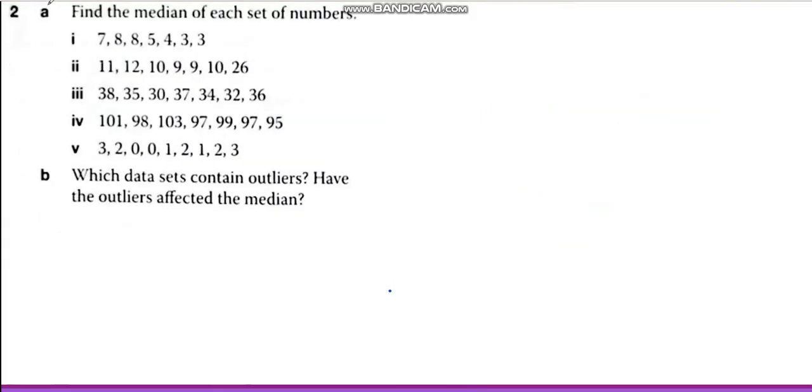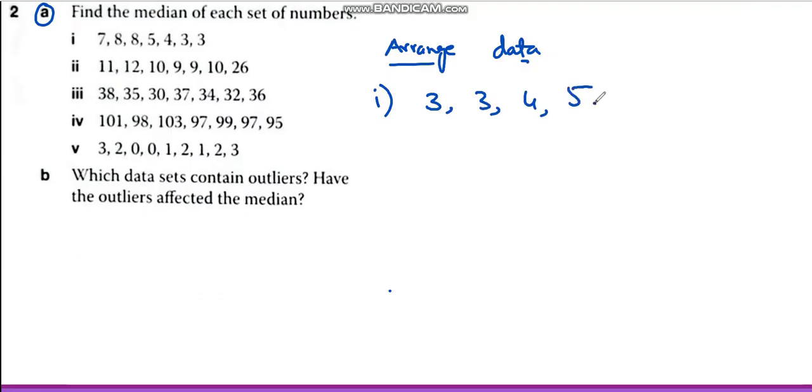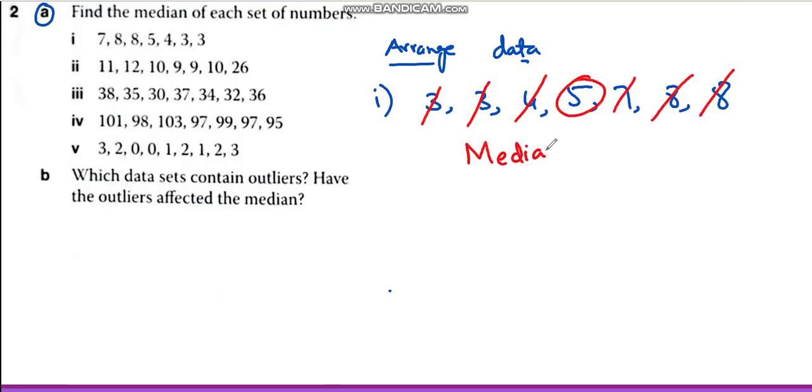In question number 2, part A, they want us to find the median of each set of numbers. In the first part, for the median, first we will arrange the data. If I arrange the data of part 1 in ascending order, I will get 3, 3, 4, 5, 7, 8, and 8. Now we can cut some values from the start and from the end. So we cut 3 and 8, and then 3 and 8, and then 4 and 7, and I get the median 5. So the median will be equal to 5.